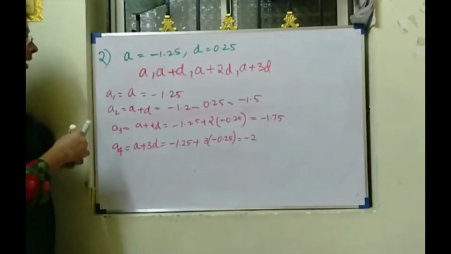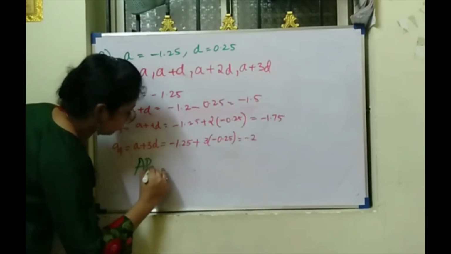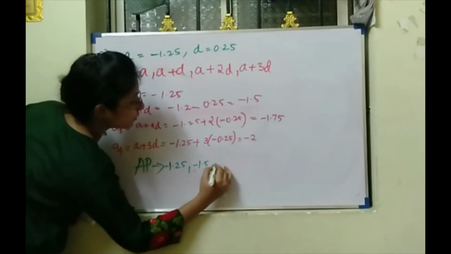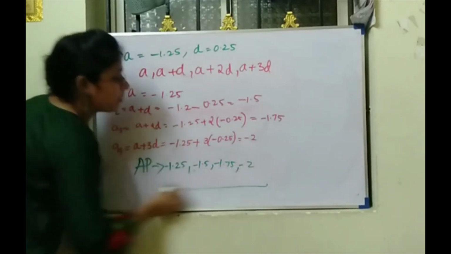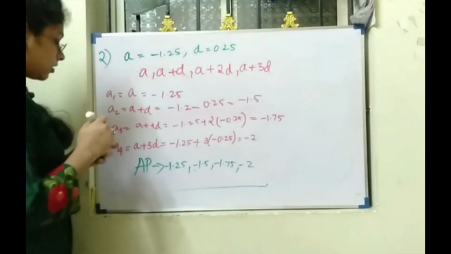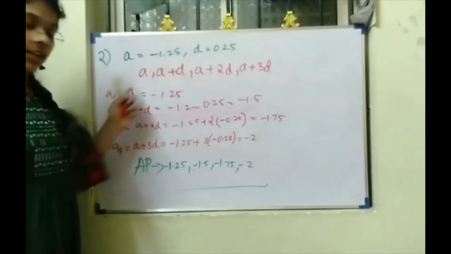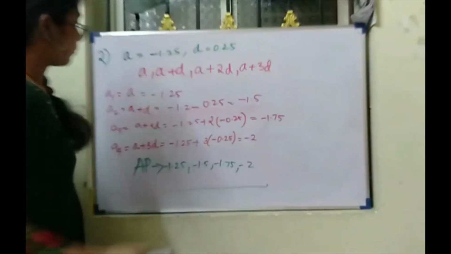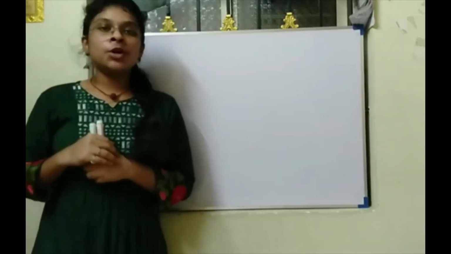So the required AP is -1.25, -1.5, -1.75 and -2. So this is the required AP. So we have found out all the terms. Move on to the third question.